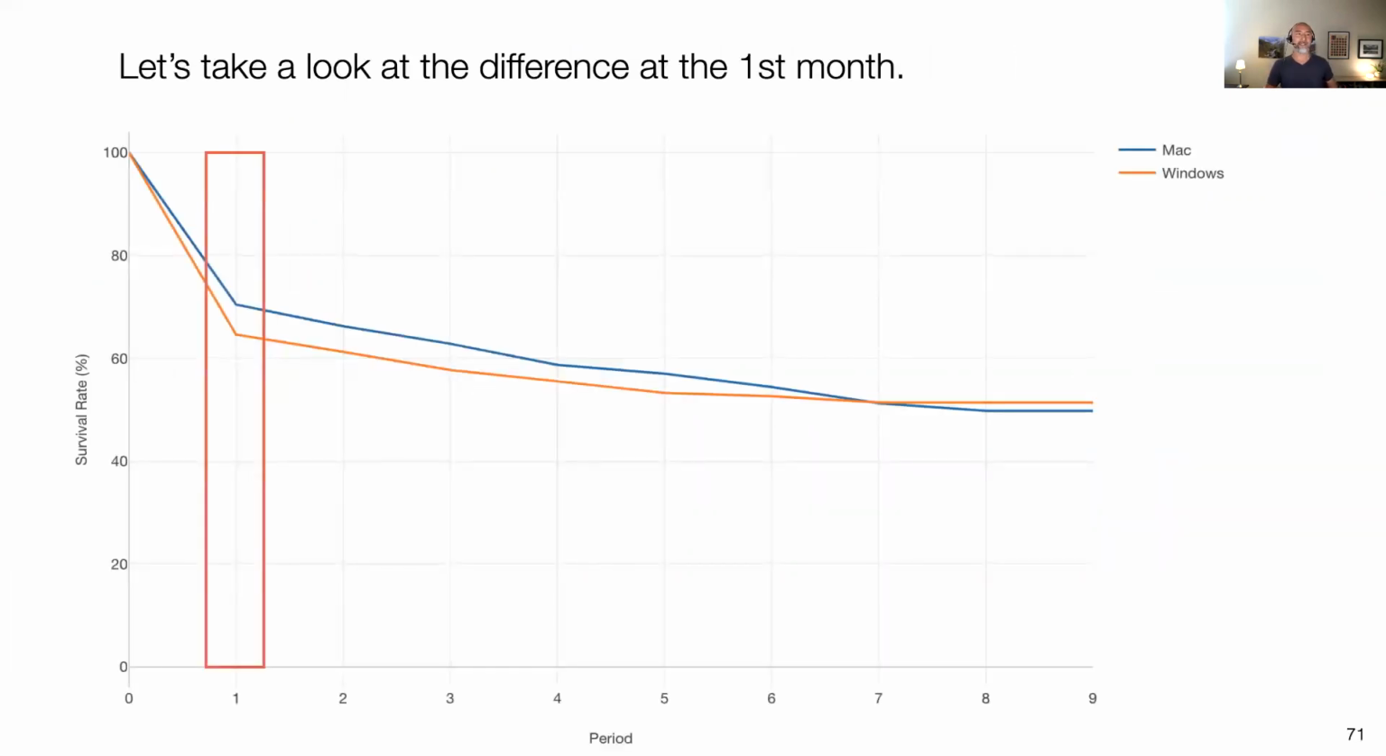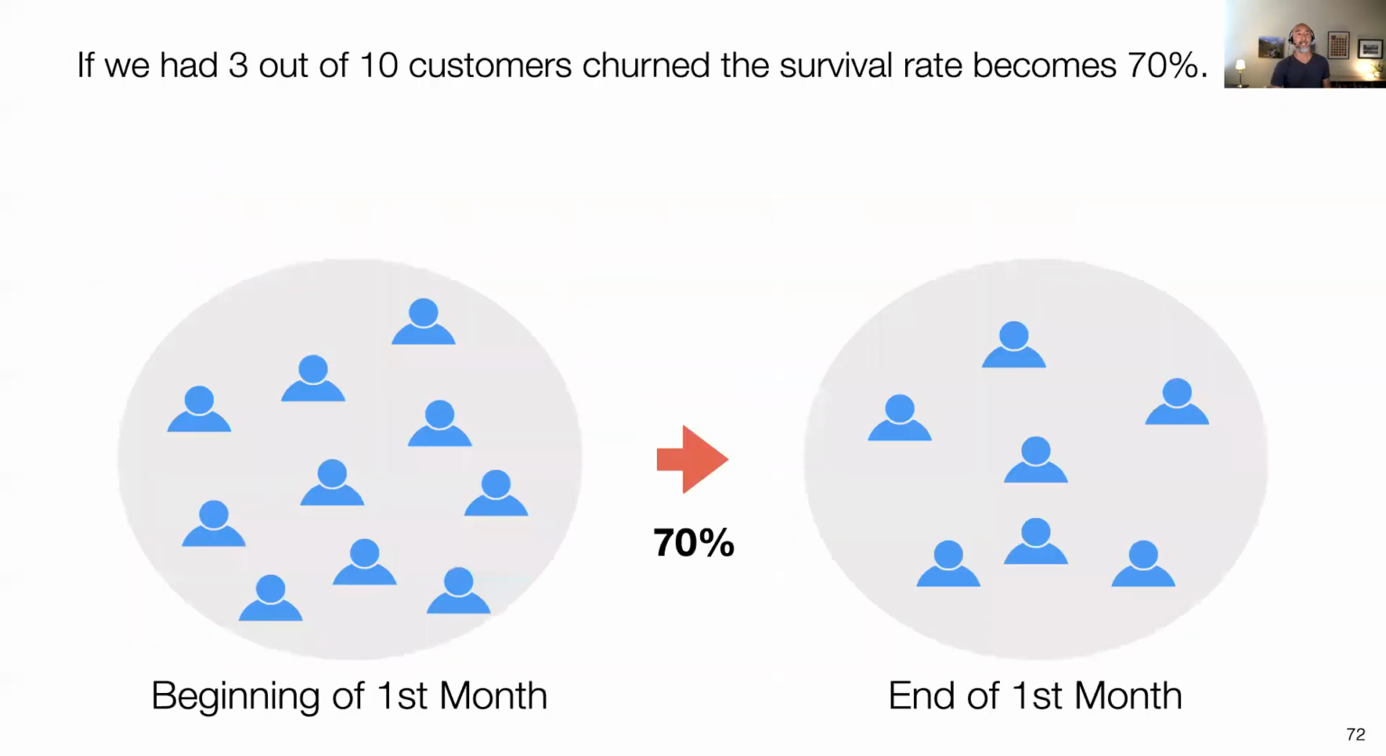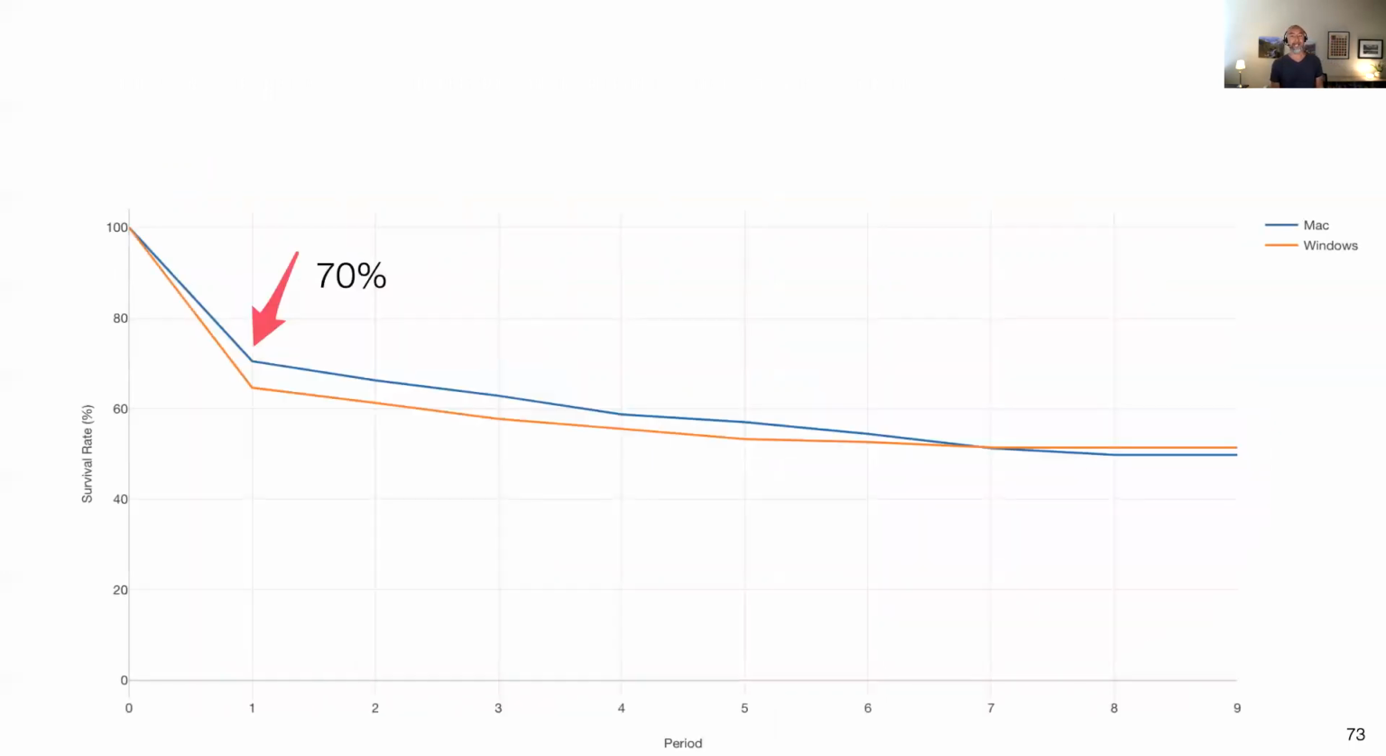The reason I'm asking this question is let's take a look at the difference at the first month, right? So there's a difference. Mac is better and Windows is worse. The survival rate for Mac is better. But let's imagine you had only 10 customers, and out of 10 customers, 3 churned by the end of the first month. Then the survival rate through the end of the first month is 70%. Only 70% of the customers are retained. So that's what this 70% means.